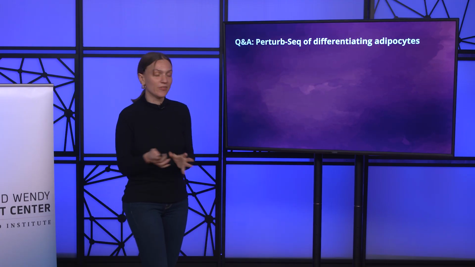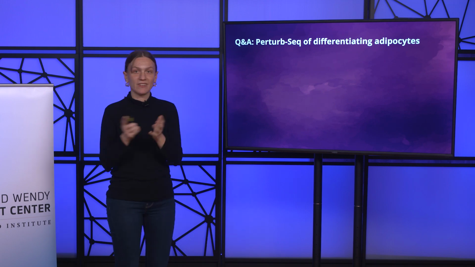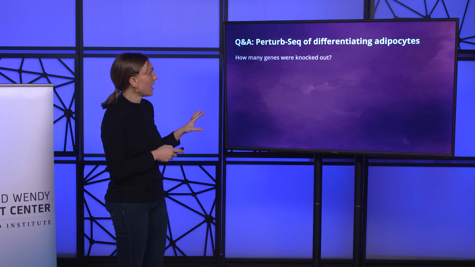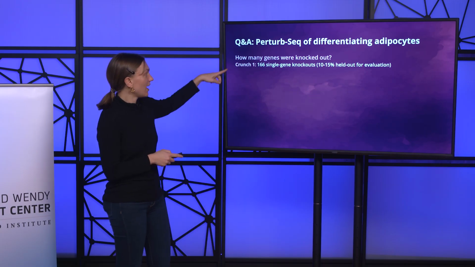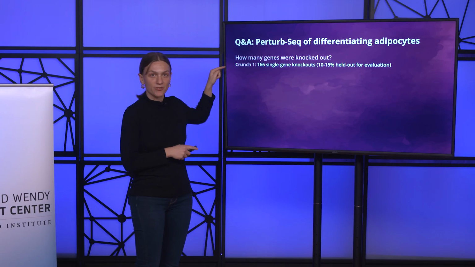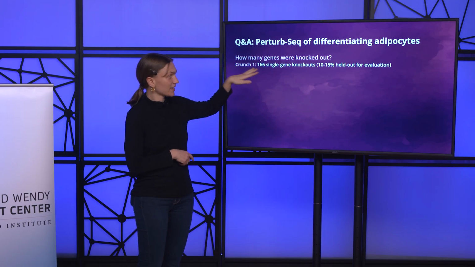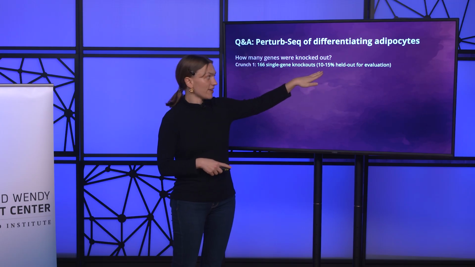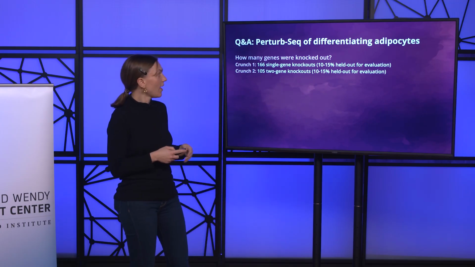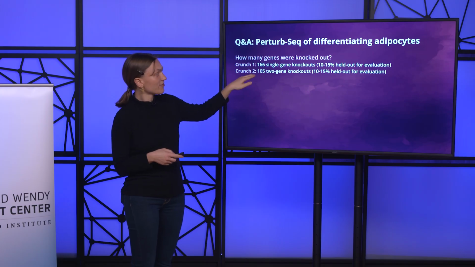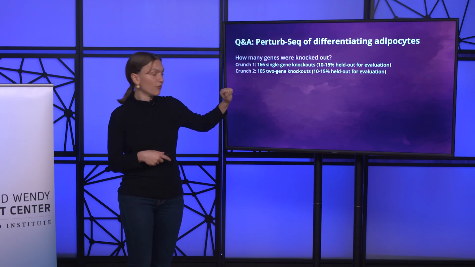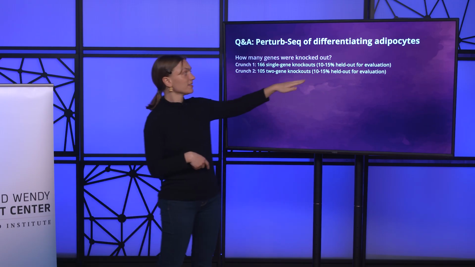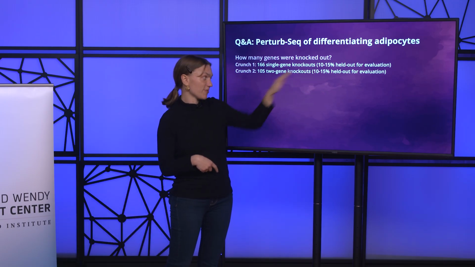Okay, so just to review on the experiments, on the data sets generated by these experiments. So first of all, in terms of the number of genes knocked out, in the first data set, the data set for Crunch 1, there are 166 single gene knockouts, and we'll hold out 10 to 15% of these for evaluation. And then in the second data set, there are 105 combinations of knockouts, so 105 double perturbations. And again, we'll hold out 10 to 15% of this for evaluation.